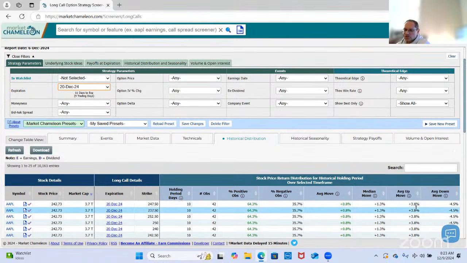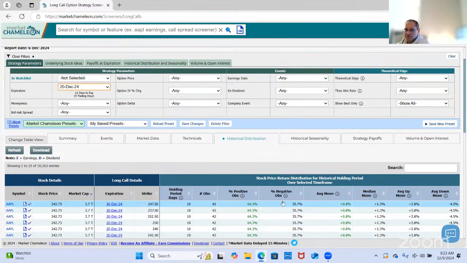And this shows us that the down moves, when the stock was down, on average, that magnitude exceeded the up moves. The reason we have a positive, though, is because the up moves were more frequent. But it's something to consider, especially if you're strategizing and you want to see how that stock behaved, right? To the upside, to the downside, on average, frequency.